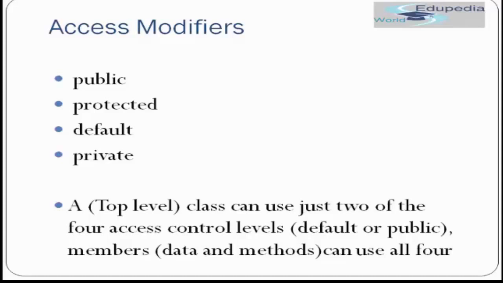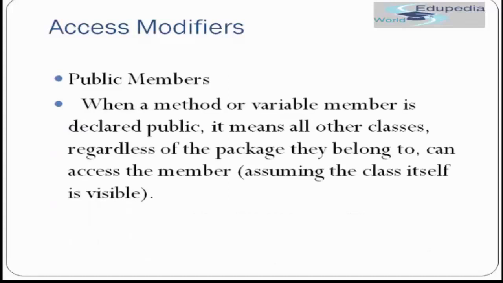And the data members and member functions of the class, that are the instance variables and methods, can use any of the four access modifiers. Now let's see what is the significance of each of them one by one. So first one is public members.